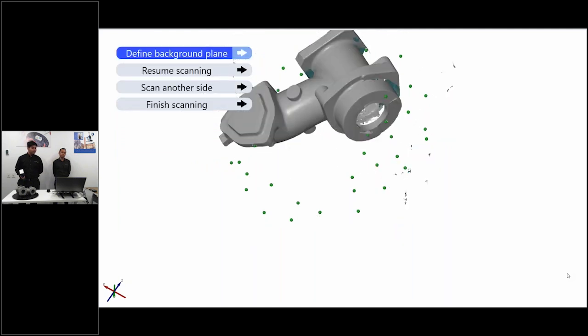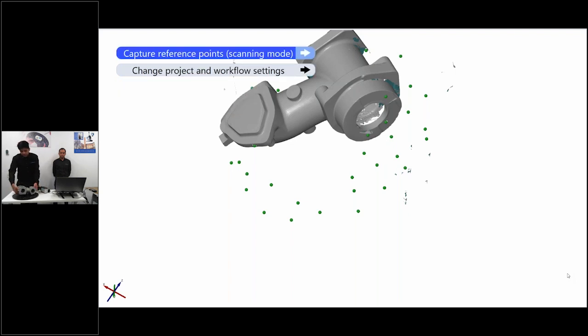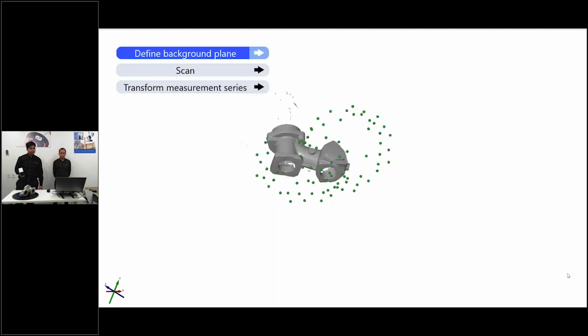Once the scan is captured, we can move into scanning the other side. So I'll just simply flip this and recapture the reference points, this exact same procedure. Once that is good, I can confirm it. And then just like the previous one, I'll define the background plane so that I can cut it off, and then I can start scanning again.